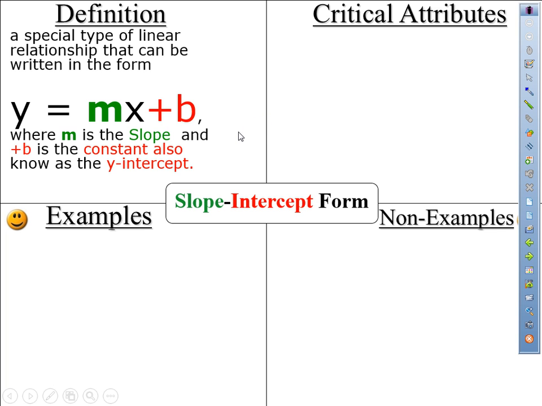Oliver, tell everybody the slope-intercept form. Slope-intercept form is y equals mx plus b. Thank you. Copy these examples, what they look like with numbers.